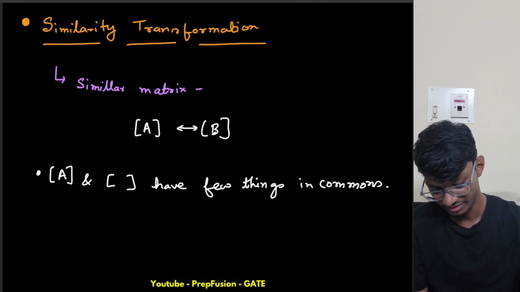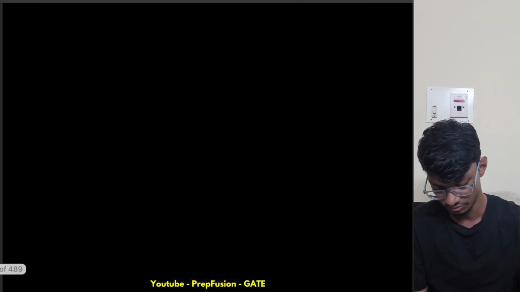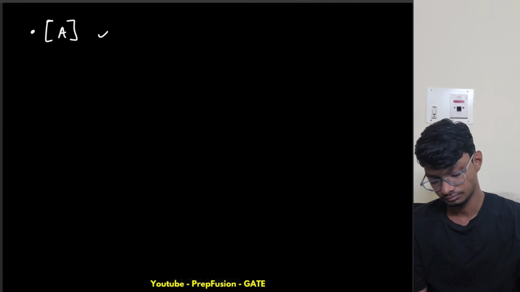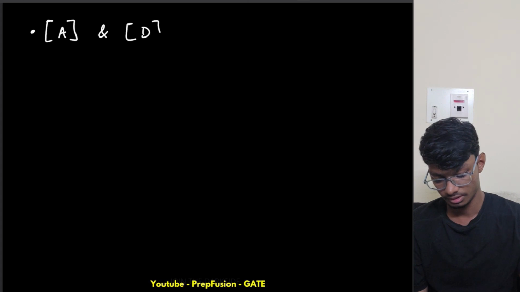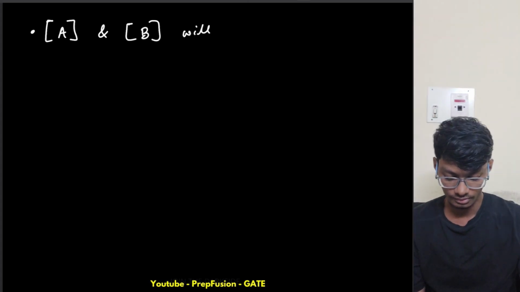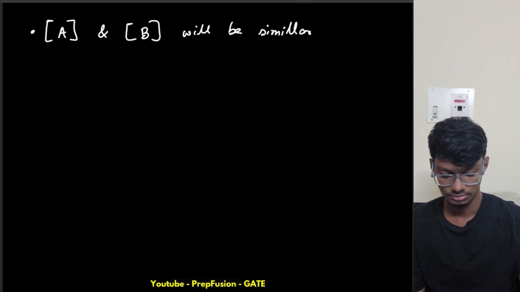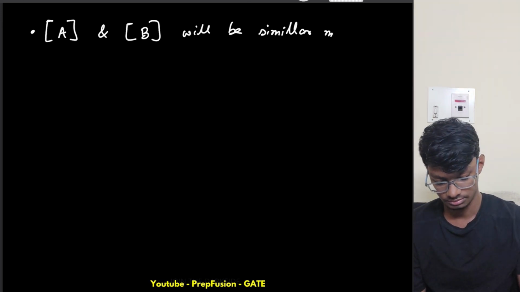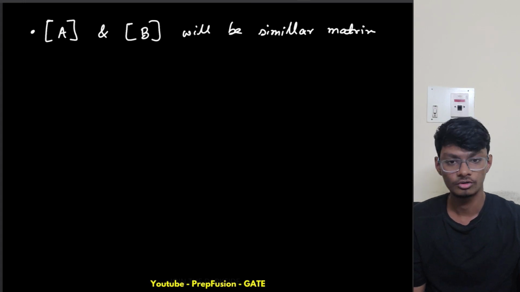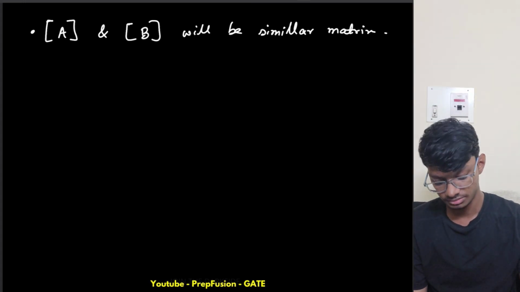D is another name for a diagonal matrix, so I will name this B, else we will get confused. So, A and B will be similar matrices if they follow a particular relation. So what is the relation?